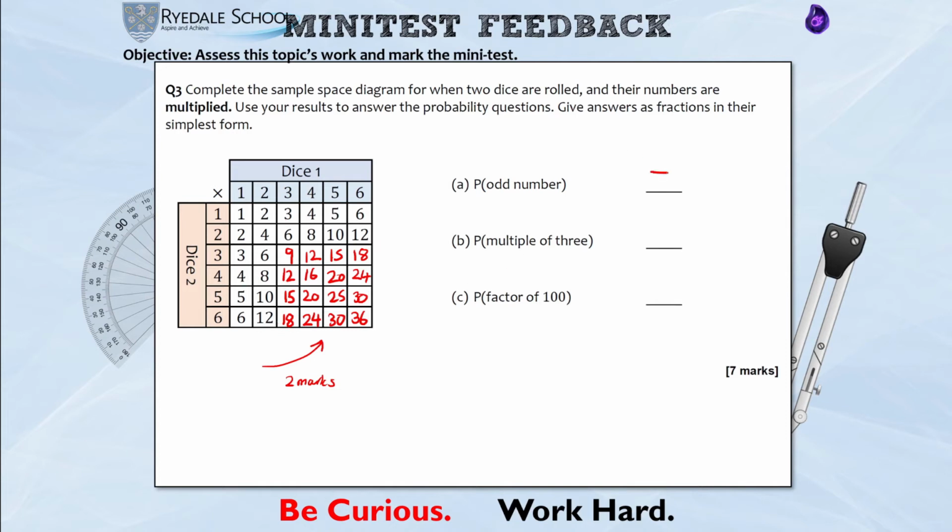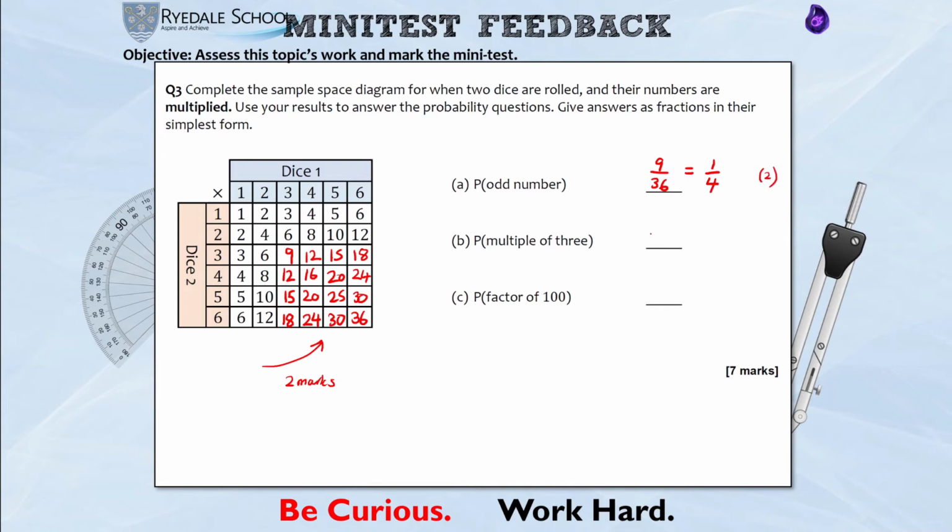So the probability of an odd number, if you count up all of the odd numbers in here, there's going to be out of 36, and there are 9 of them that are odd. 1, 2, 3, 4, 5, 6, 7, 8, 9. Okay, 9 out of 36 is going to get you 1 mark, but I've said give answers as fractions in their simplest form. And that cancels to a quarter. So if you've put 9 out of 36, you would get 1 mark. If you've got the answer a quarter, you would get 2 marks. So obviously, if you've written both, you don't get 3 marks, you get a maximum of 2 marks.